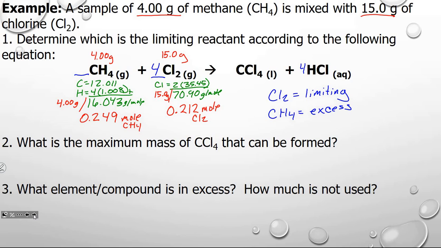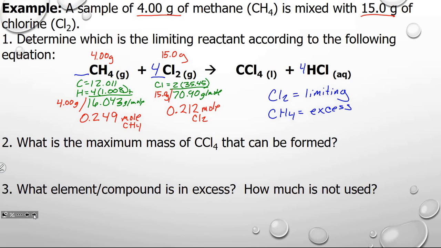Now, sometimes they get really close, like it's a 3 to 4 ratio. And if it's a 3 to 4 ratio, you've got to pick one of these moles and change it into moles of the other by using the ratio. Okay, but when it's 1 to 4, I should be able to tell, do I have 4 times as much or not?